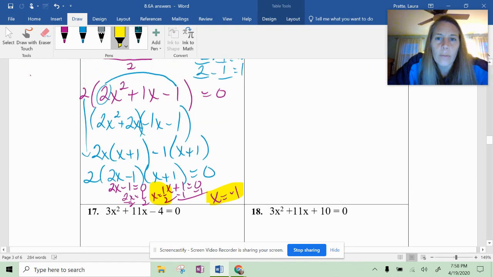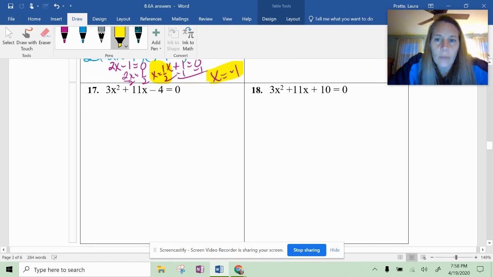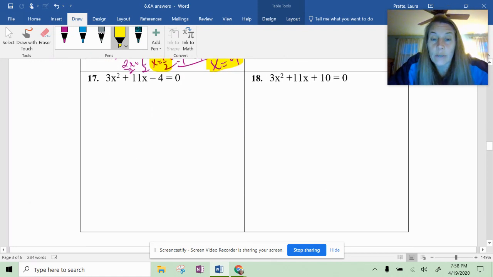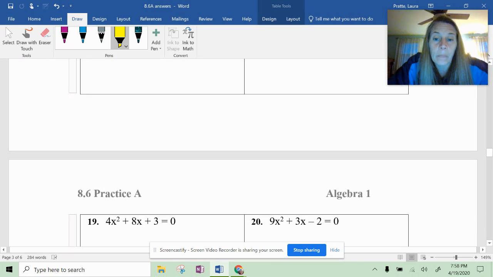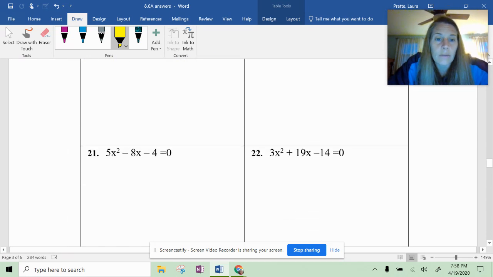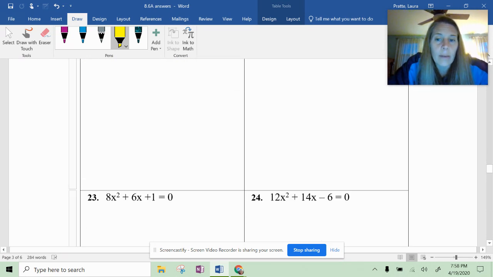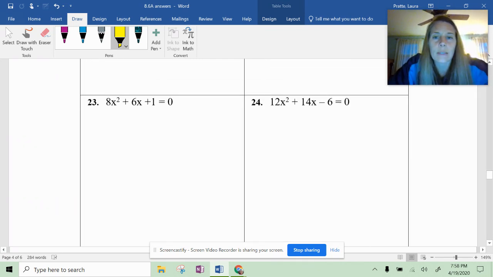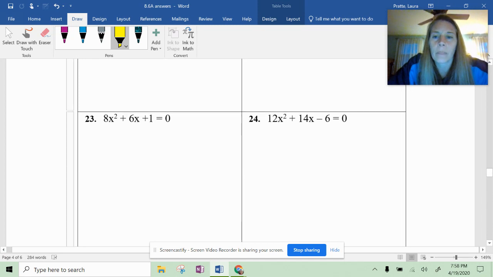All right, so the remaining few problems, you would have to do AC method for those, and then set the 2 factors equal to 0 and solve those as well. All right, so let's go on. Let me see if I can find one more to do on maybe the back page here that has a GCF. All right, so I'm going to go to the last one, number 24.